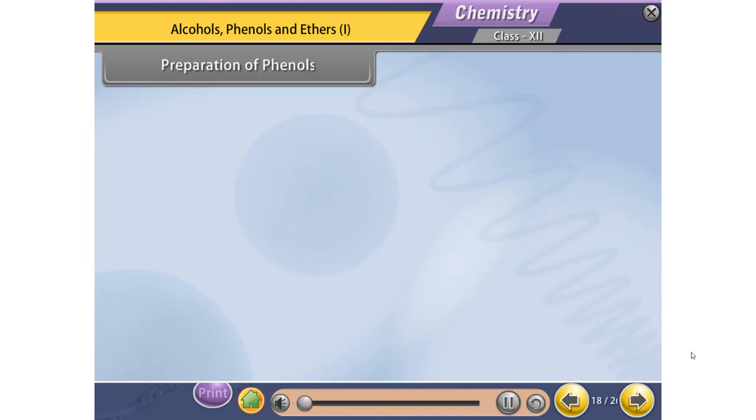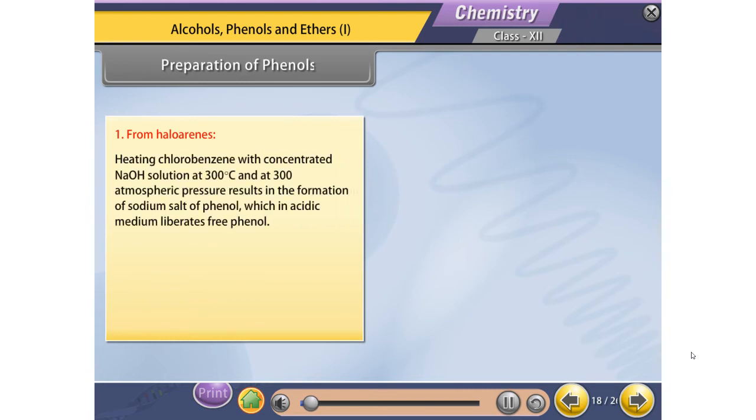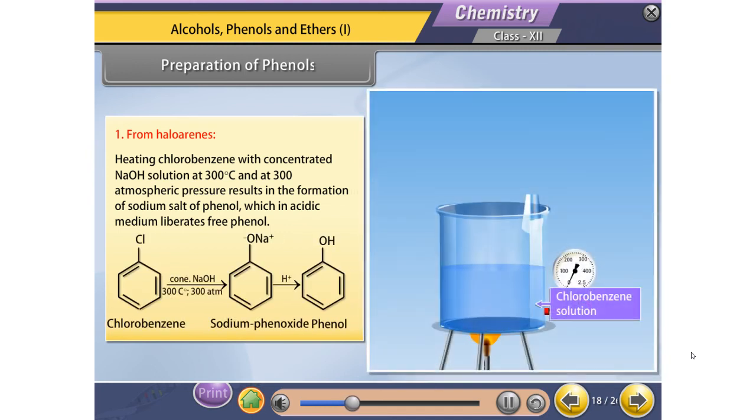Preparation of phenols from haloarenes. Heating chlorobenzene with concentrated sodium hydroxide solution at 300 degrees Celsius and 300 atmospheric pressure results in the formation of sodium salt of phenol, which in acidic medium liberates free phenol. Chlorobenzene with concentrated NaOH gives sodium phenoxide, and then on acidification it gives phenol.